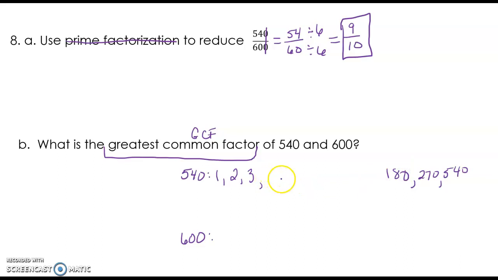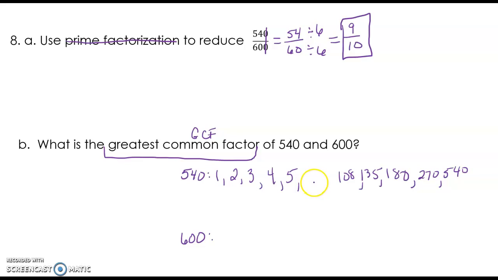Is it divisible by 4? I think so. Yeah, 4 and 135. 5, yes, because it ends in 0. 5 and 108. 6, yes, we figured that out. That was, I think it's 90.